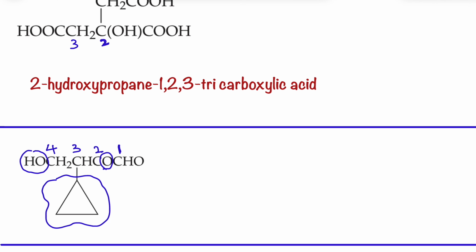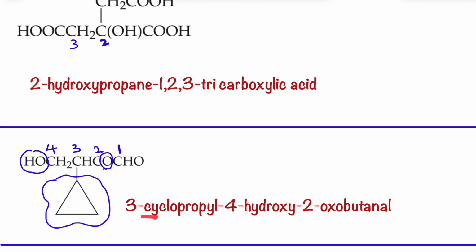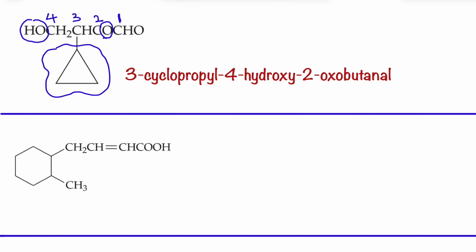If you arrange the prefixes, you will get the name like 3-cyclopropyl, 4-hydroxy, 2-oxo, butanal. Cyclopropyl, hydroxy, oxo. For the chain terminating functional group, aldehyde, we need not indicate the position.